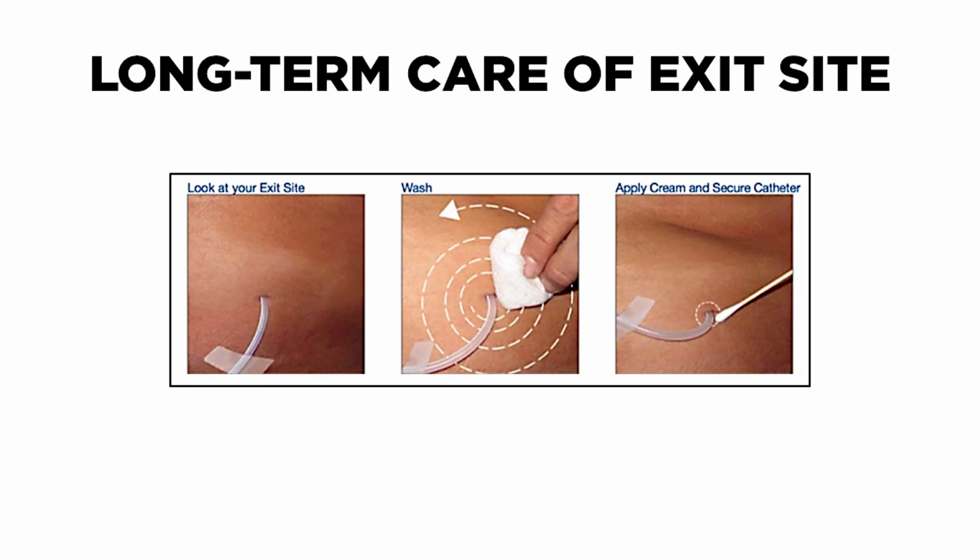Follow protocols of the institution, for example, cleaning with soap and water, then rinse with sterile water or saline solution, or cleaning with povidone iodine, then pat dry with a clean cloth. Antibiotic cream may also be applied. Secure the PD catheter to the abdomen.